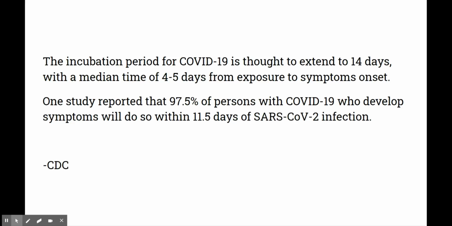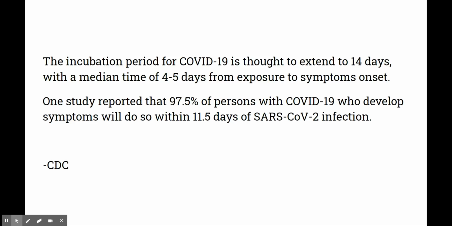So basically, the 2 week window is a good way of capturing most of the people who are going to get sick. So if you're exposed to COVID, whether or not you get sick, you're going to know basically within 2 weeks.